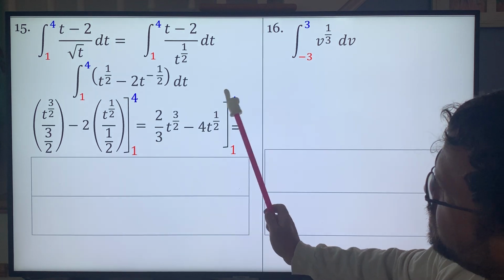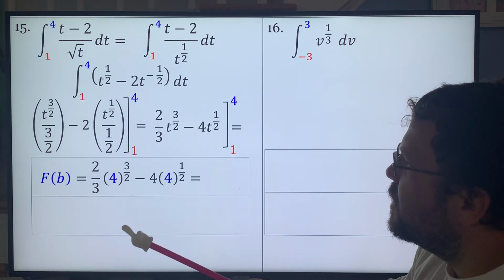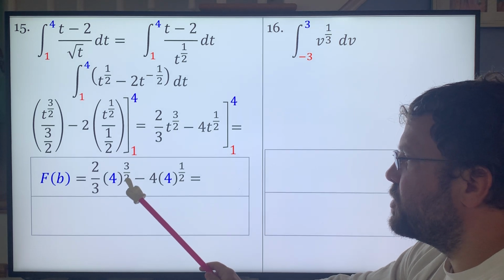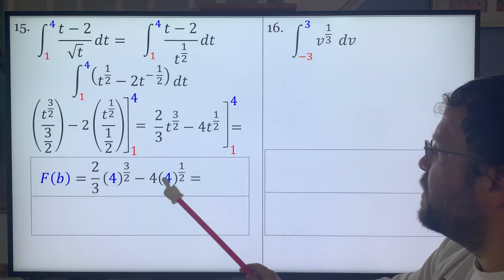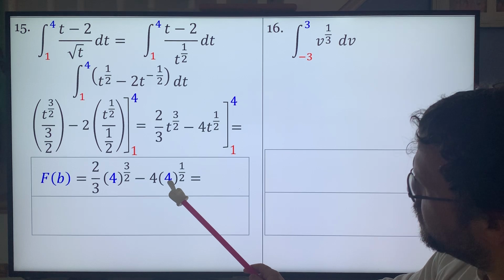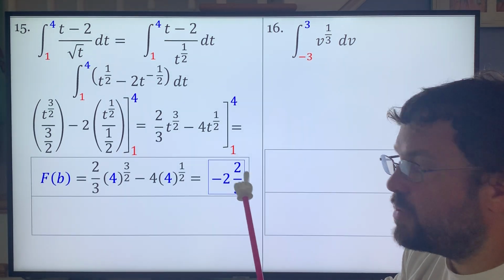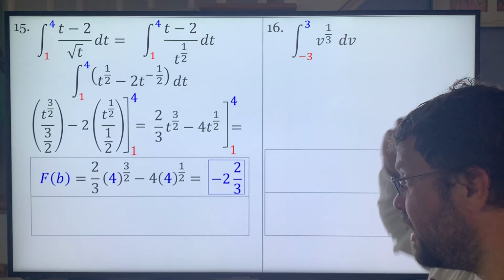Now, you take the 4, plug it in here. 2/3 times 4 to the 3/2. So this is 4 to the 3rd, which is 64. The square root of 64 is 8. 4 to the 1/2 power is the square root of 4, which is 2. And you end up with -2 and 2/3, -8/3.